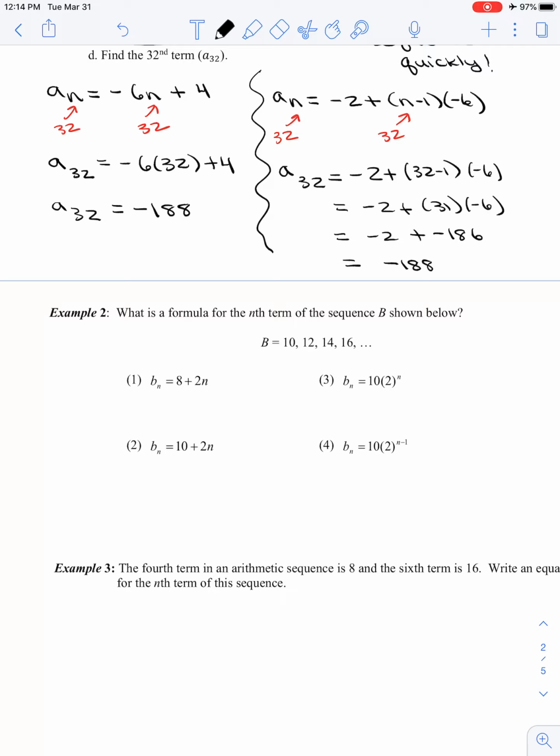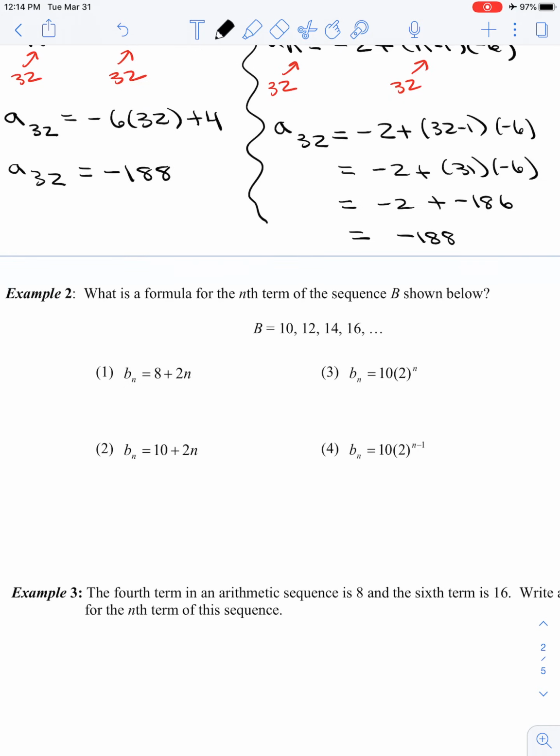Let's take a look at example 2. What is the formula for the nth term of the sequence shown below? So the first thing you have to figure out is, is it an adding pattern or is it a multiplying pattern? So if I'm looking to go from 10 to 12 and 12 to 14 and 14 to 16, you should see that there's a common difference, and it's a common difference of 2. So if there's a common difference of 2, that means it's an arithmetic sequence because there's an adding pattern.